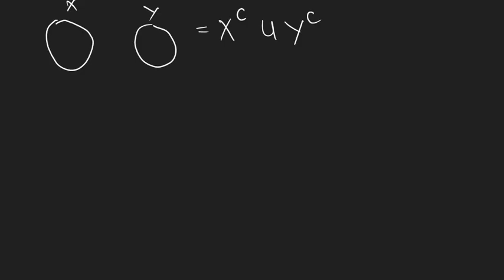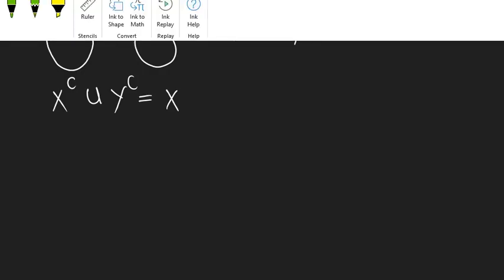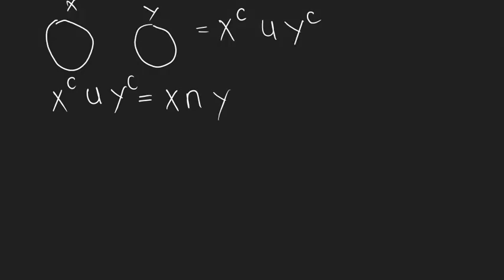You can use De Morgan's law from here first. Let's use De Morgan's law. So X complement union Y complement. You know from De Morgan's law that this is the same as, if you don't know De Morgan's law, you'll be lost here. But this is very simple. It is the same as X intersection Y, complement.